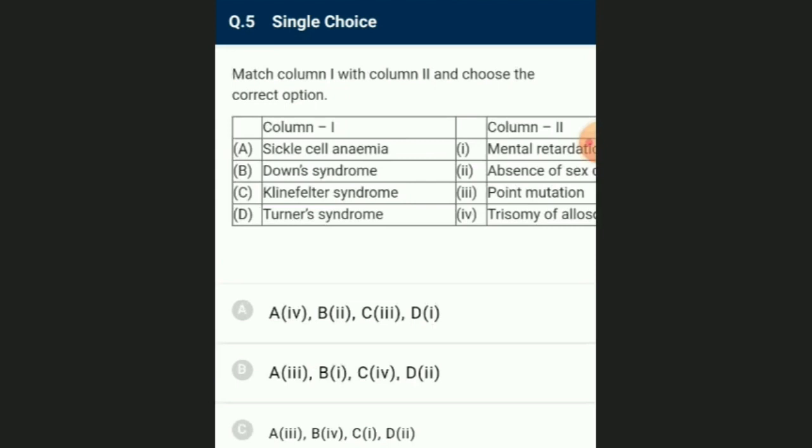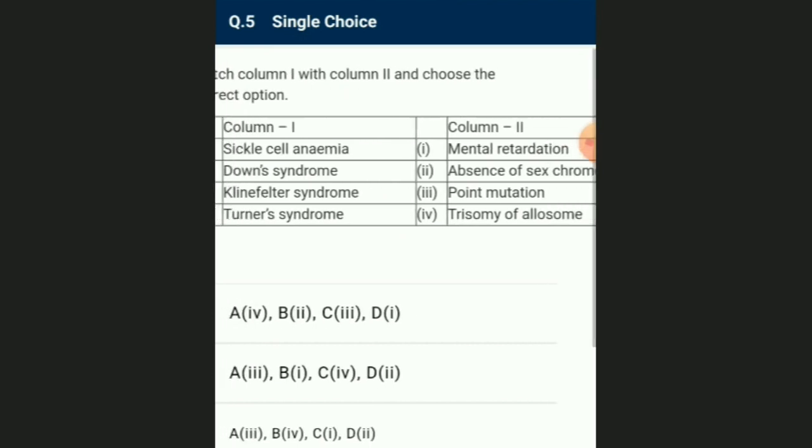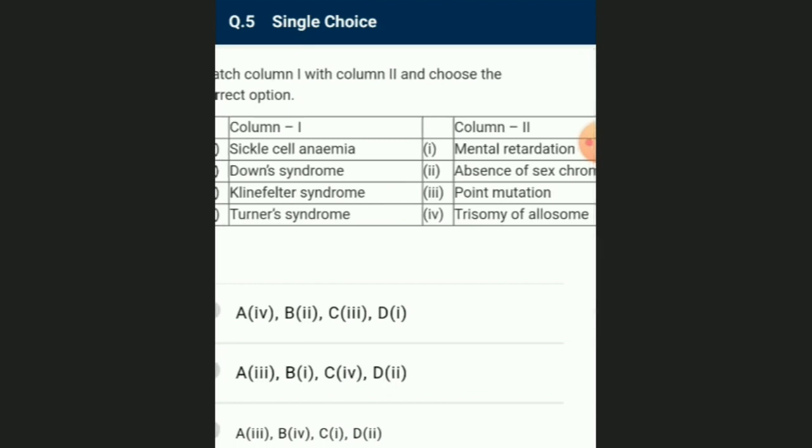Question number 5. Match the column 1 with column 2 and choose the correct option. See the given tabular column. While you are seeing the column 1 and column 2, first one is A. Sickle cell anemia. It is an autosomal recessive disease. Therefore, it can be transmitted from parents to offspring when both male and female individuals are carriers, that means heterozygous for the gene. The disease is controlled by a single pair of alleles, HBA and HBS.